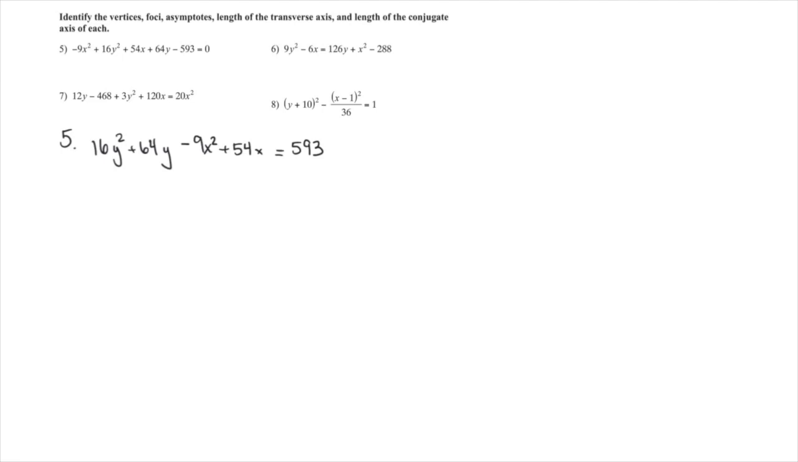You can see so far, I've started looking at number 5. I went ahead and I've rearranged the equation to get it like this. I've got the y's together, I've got the x's together, I've gotten the positive squared term. One of them will be squared, right?